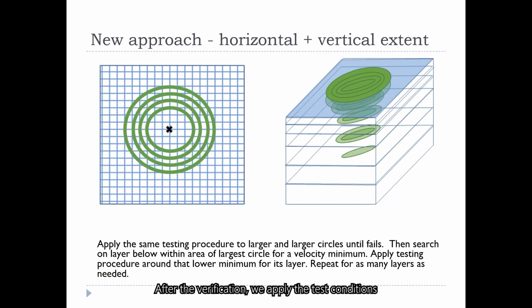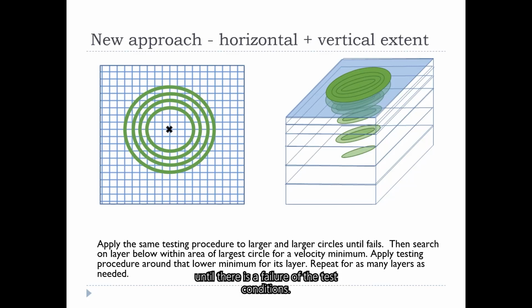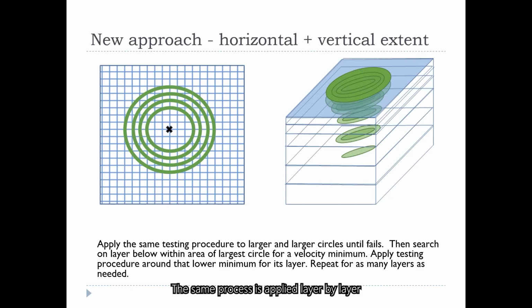After the verification, we apply our test conditions to circles with larger and larger radii until there is a failure of the test conditions. The circle just inside the circle which fails the test conditions becomes the estimated border of the eddy. The same process is applied layer by layer to get a 3D structure of the eddy.